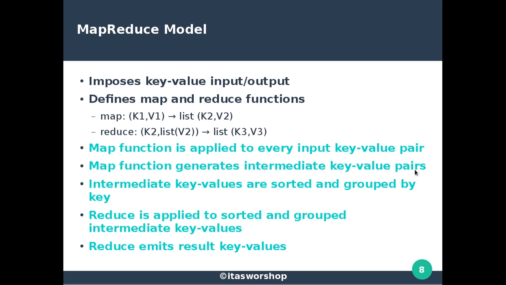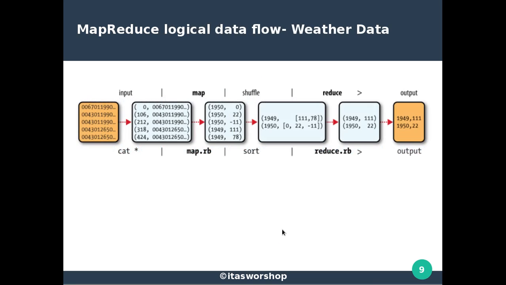The map function generates intermediate key value pairs. Intermediate key value pairs are sorted and grouped by key. Reduce is applied to these sorted and grouped intermediate key values. Then reduce emits the final result key values. So that's how we are doing analysis. In this diagram, you can see a typical example of a MapReduce job. This is some input, like a weather data set, and according to some day, weather labs are collecting weather data for each second, each minute, you can say.